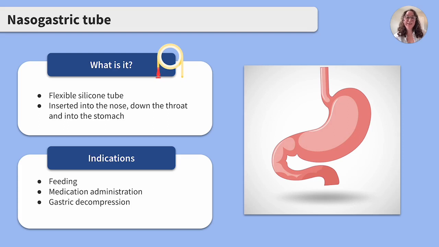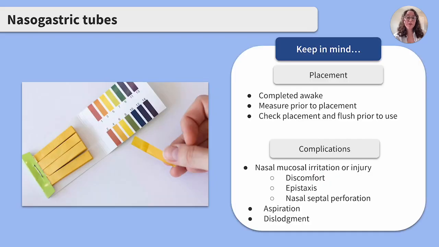Last but not least is gastric decompression. This is used in instances of gastric obstruction, ileus, or excessive gastric secretions. Most NGs are placed at the bedside while the client is awake, so make sure to explain the procedure to the client prior to insertion.